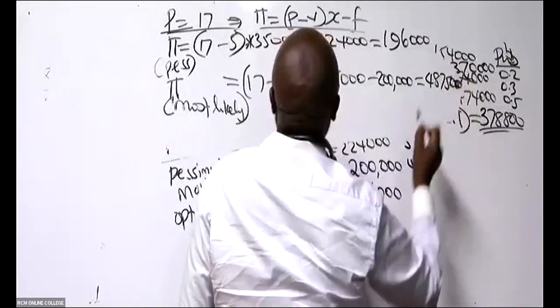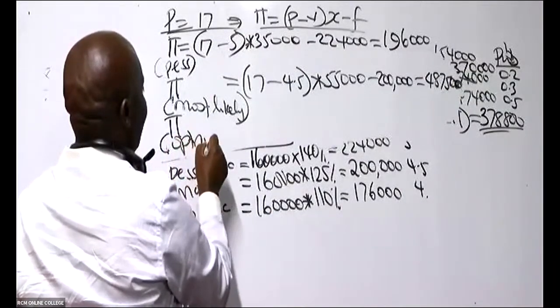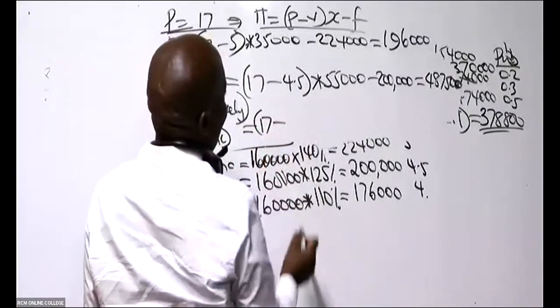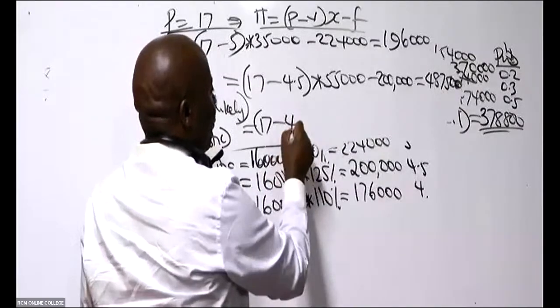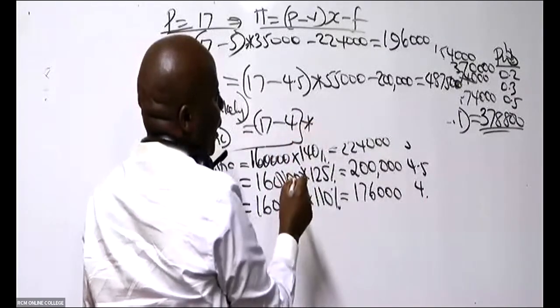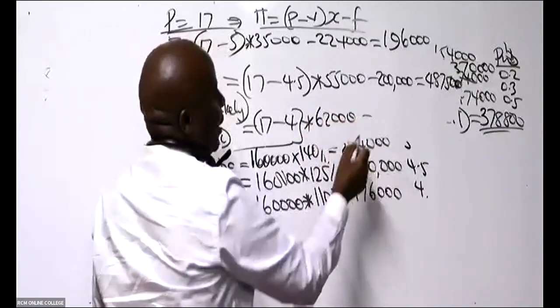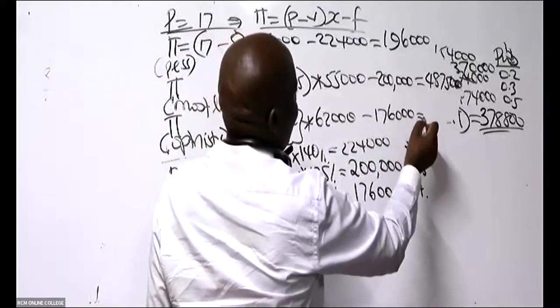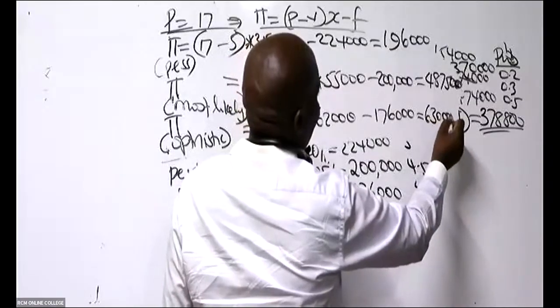Then we have here profit optimistic. In this case, the price is 17. The variable cost is 4. Optimistic demand is 62,000. Then the optimistic fixed cost. So which figure will that give you? 630,000.